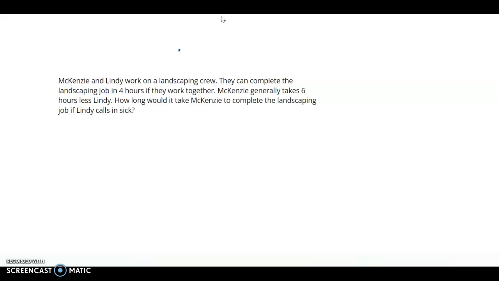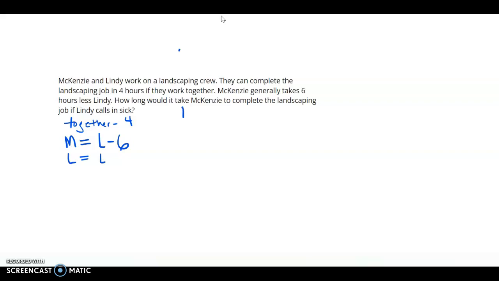So we have Mckenzie and Lindy working together. They can complete the job in 4 hours together, so let's write that, 4. Now Mckenzie takes 6 hours less than Lindy. So basically Mckenzie equals Lindy, but minus 6. And then we can just say Lindy equals Lindy. How long would it take Mckenzie to complete the landscaping job if Lindy calls in sick?